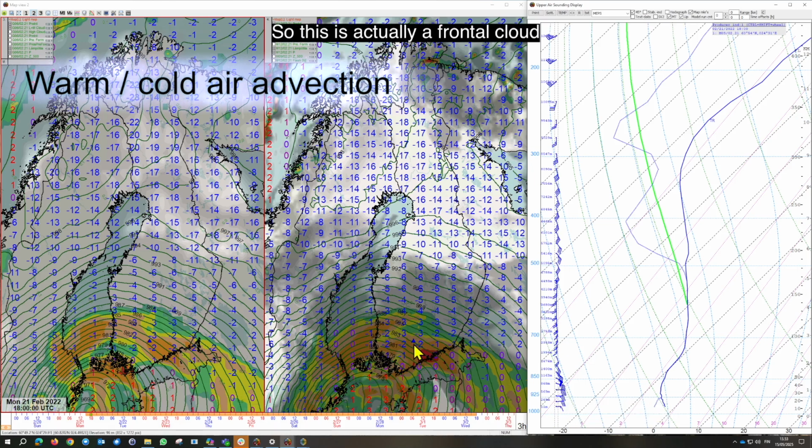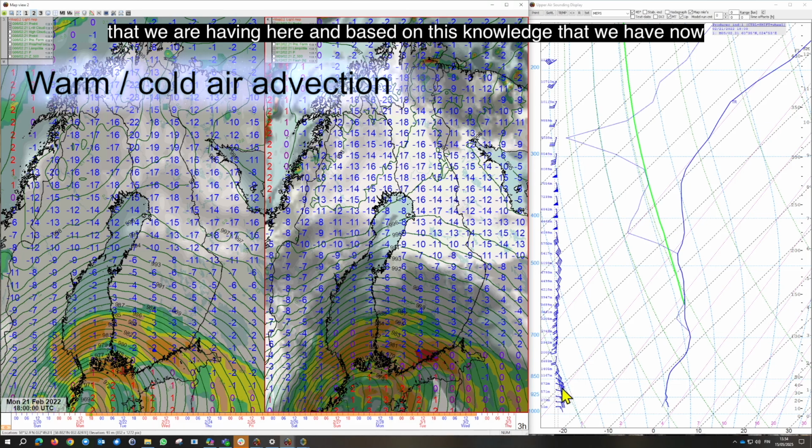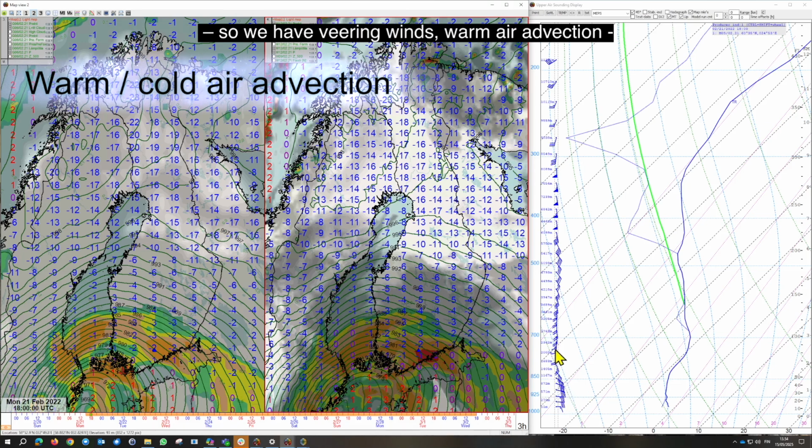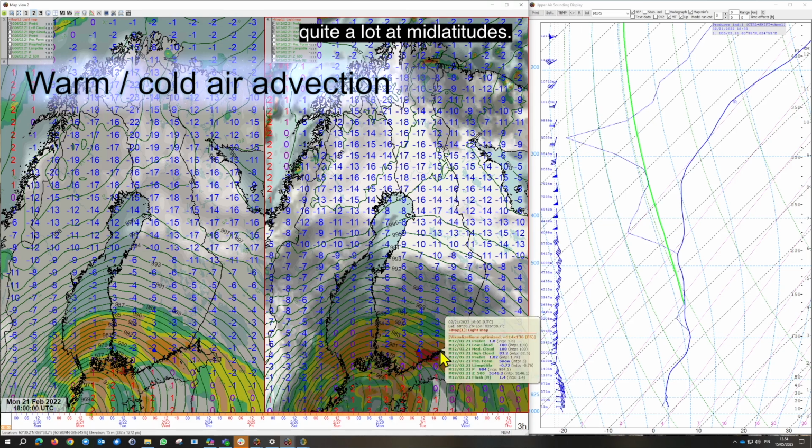So this is actually a frontal cloud that we're having here, and based on this knowledge that we have now, so we have veering winds, warm air advection, it's definitely a warm front that we tend to have quite a lot at mid-latitudes.